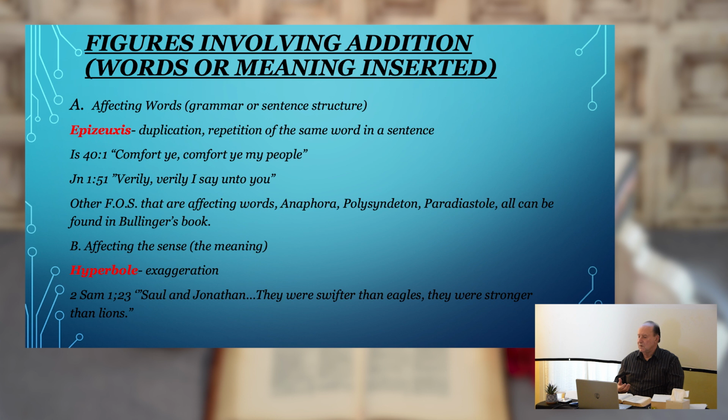Okay? And that's that figure of speech. Look in John chapter 1. In 51, it says, and he said unto him, verily, verily, I say unto you. I mean, he could have said the word once, but he didn't. He said it twice. Verily, verily, I say unto you. So the figures of speech that are affecting words, and there's a couple of figures there, anaphora, polysyndeton.